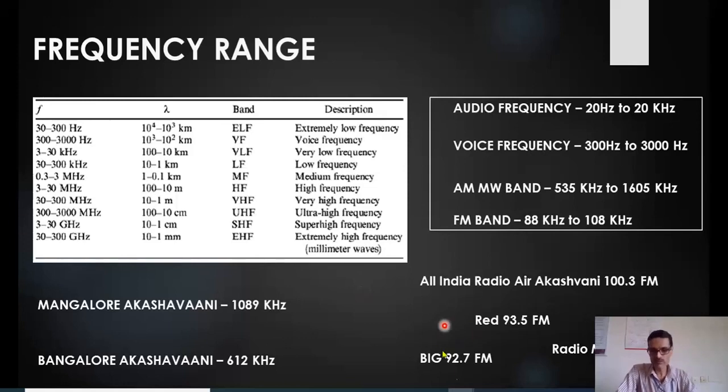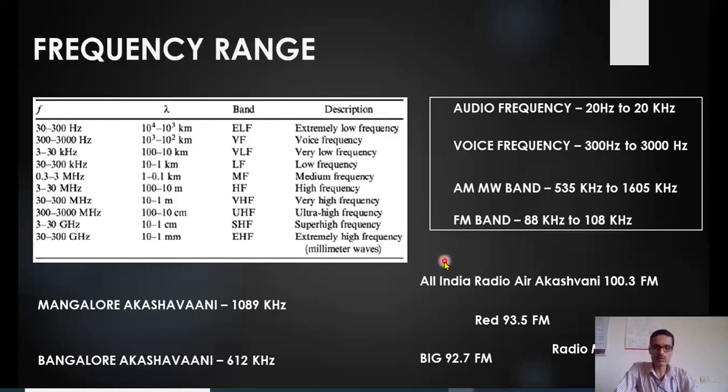Now we check an example of some of the FM stations. Even All India Radio, that is AIR Akashvani, has an FM station with a frequency of 100.3 megahertz. Here 100.3 is the frequency of the carrier. 93.5 FM, Red FM, what we call, or Big FM, 92.7 FM, or Radio Mirchi, the frequency of that is 98.3 megahertz. It is megahertz, not kilohertz. Make a correction.